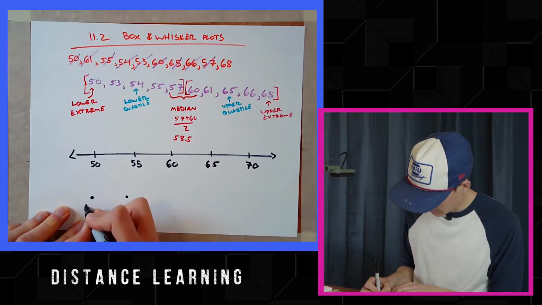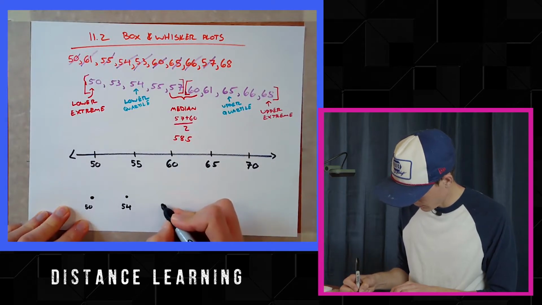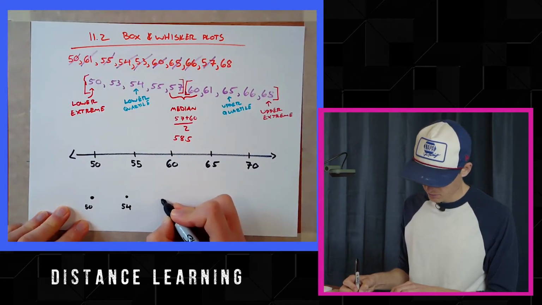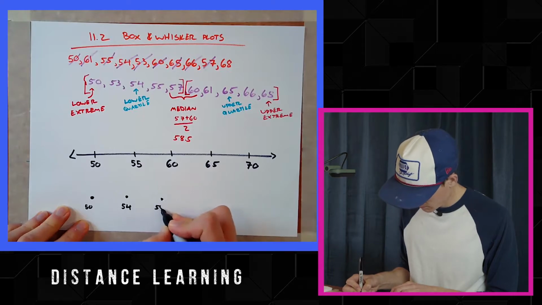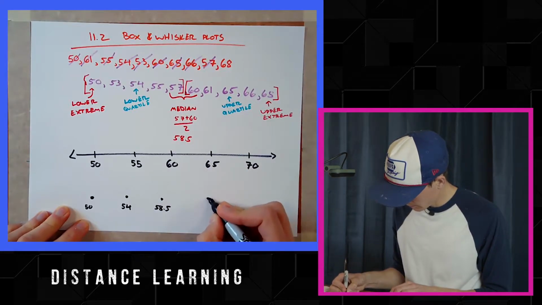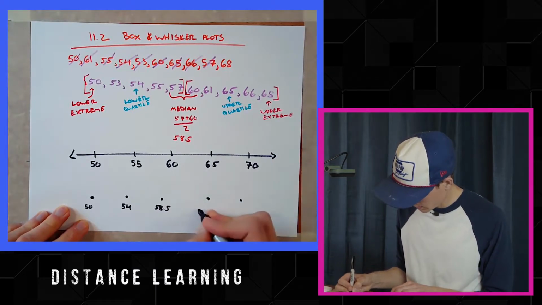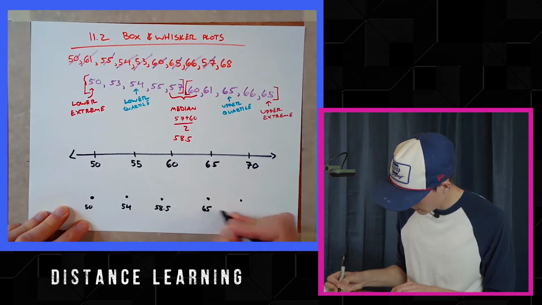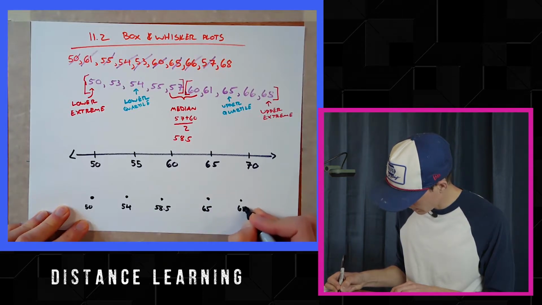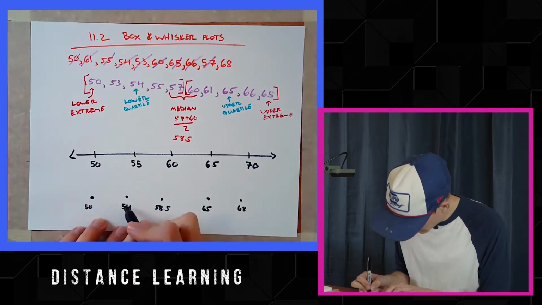And you kind of label the numbers under it. Median 58.5, about there. Upper quartile 65. Upper extreme 68, close there. Alright, so you're going to put a little box from here to here.